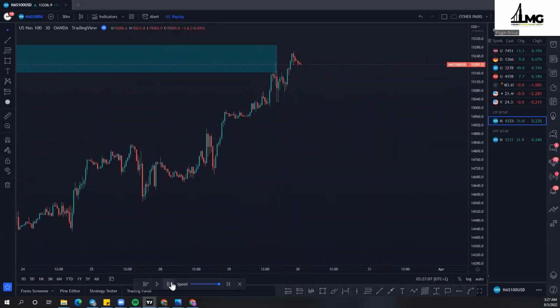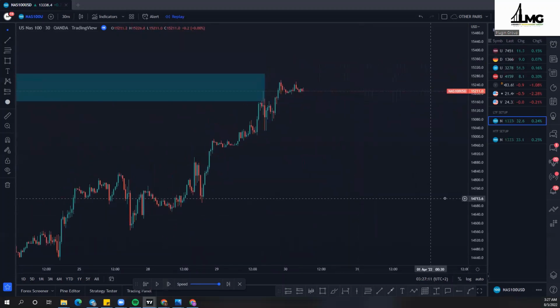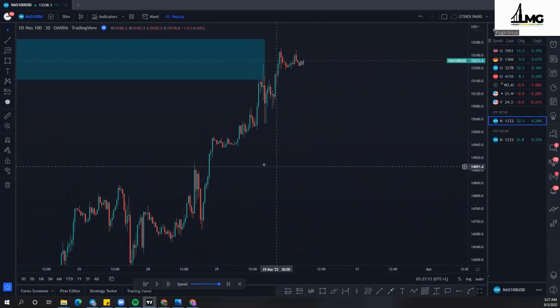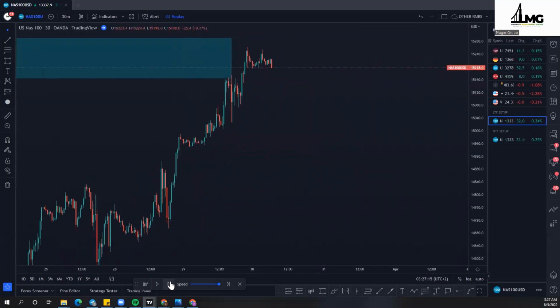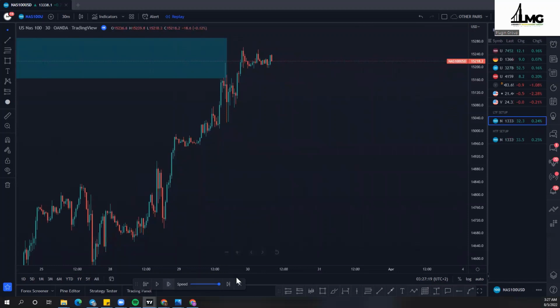Okay, so price goes into this zone, and then we have price consolidate, not going anywhere, right? We got some sort of range at this point, right? So let me just try to highlight that.